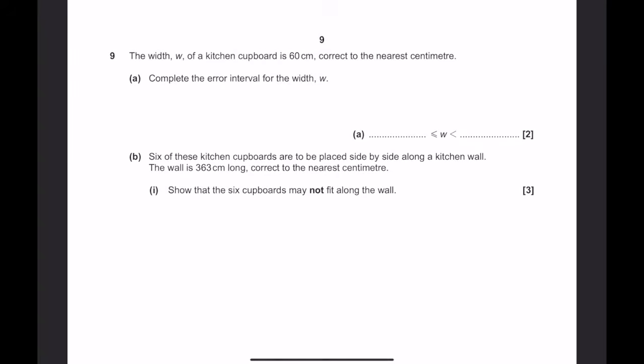The width W of a kitchen cupboard is 60 centimeters, correct to the nearest centimeter. Complete the error interval for the width W. So if it's to the nearest centimeter, we're going to add and subtract half a centimeter from 60. And 6 of these kitchen cupboards are to be placed side by side along a kitchen wall. The wall is 363 centimeters long, correct to the nearest centimeter. Show that the 6 cupboards may not fit along the wall.